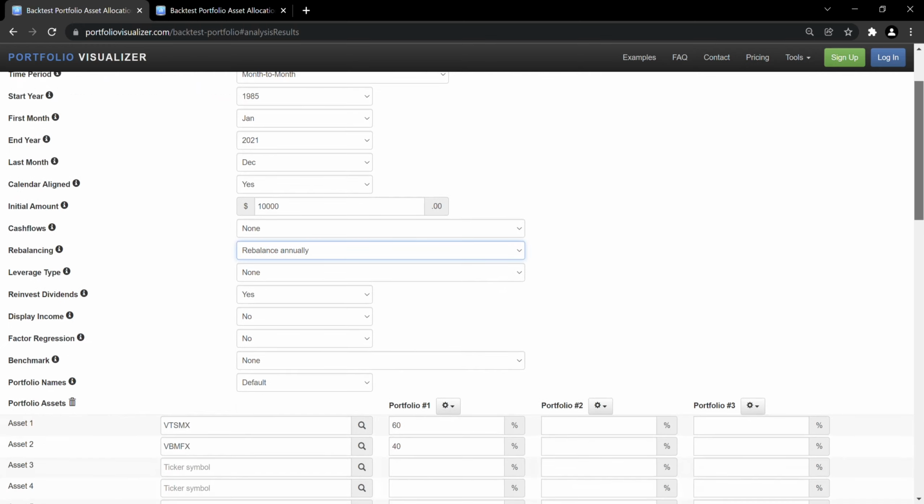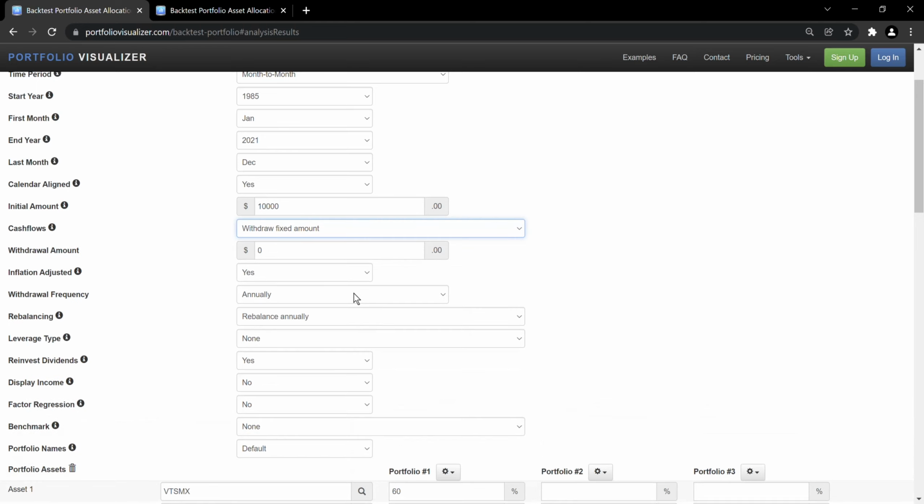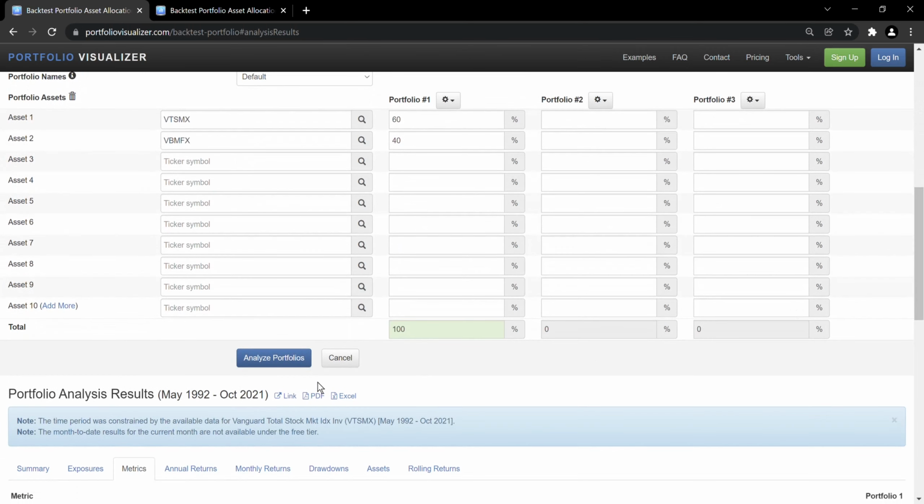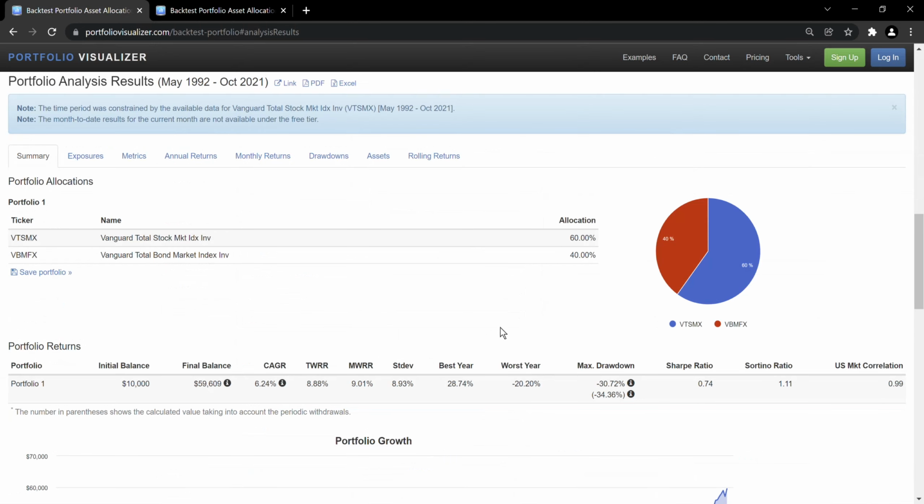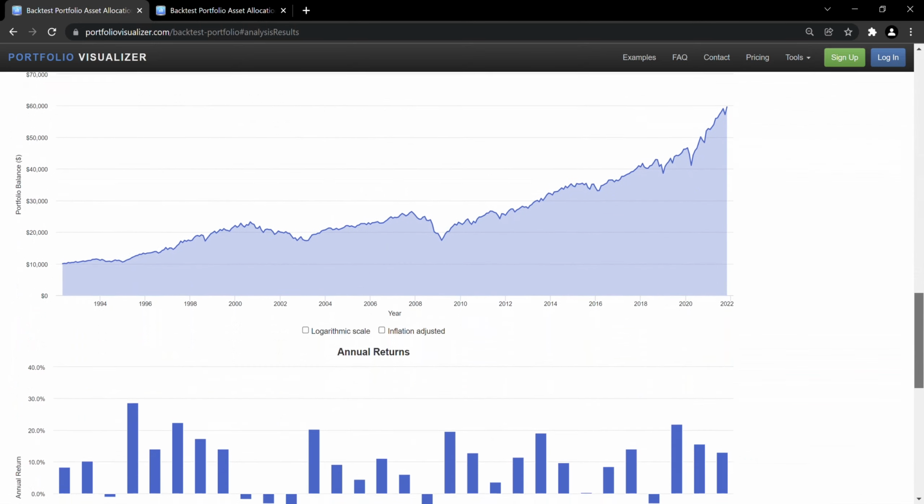You can also look at this portfolio in terms of actually drawing down on it, where you could contribute to it, but you could also withdraw from it, withdrawing a fixed amount. So that would be an inflation adjusted amount, because it says we have inflation adjusted, yes. And so this would be like the same kind of analysis you saw or you're familiar with from the 4% rule. This would be $400 a year inflation adjusted for this portfolio. And then if you run that analysis, it will run it for you.